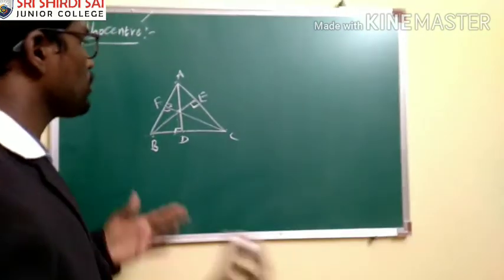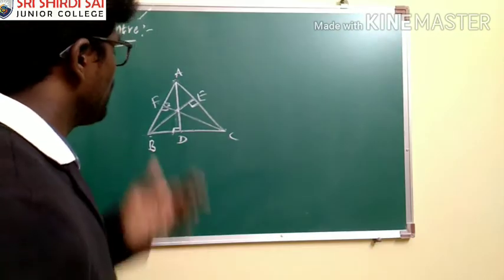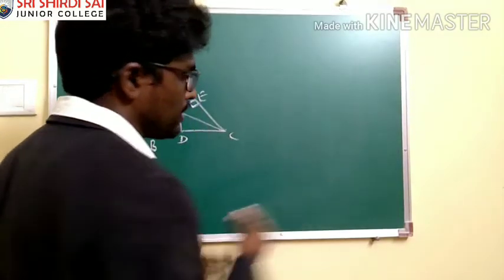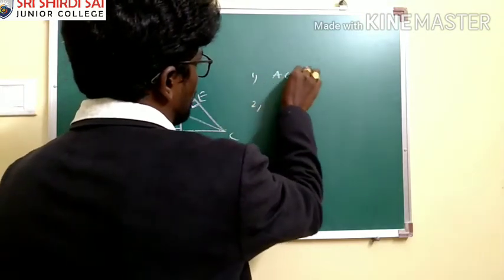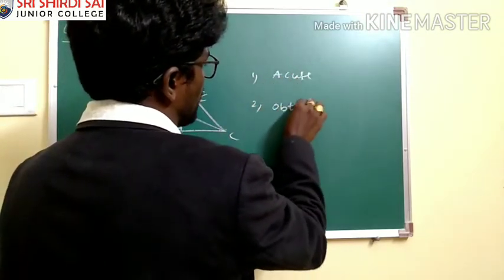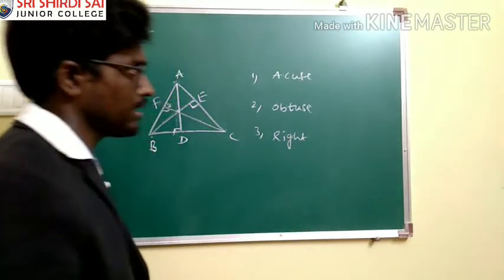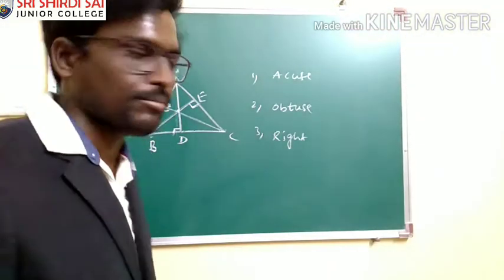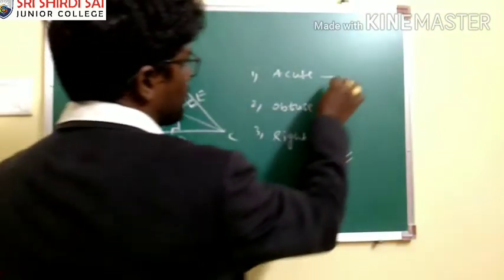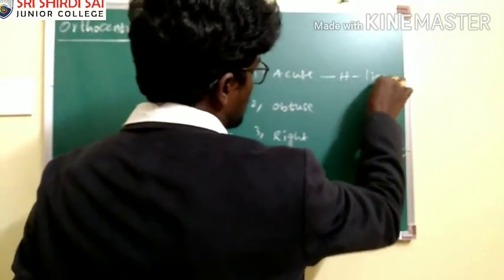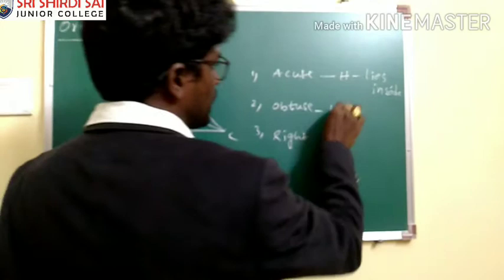Now what about the location of the orthocenter based on the types of triangles? What are the different types of triangles we have here? One is the acute angle triangle, another is the obtuse angle triangle, and the other is the right angle triangle. In the case of the acute angle triangle, the orthocenter, which we denote by H, lies inside. In the case of the obtuse angle triangle, the orthocenter lies outside.